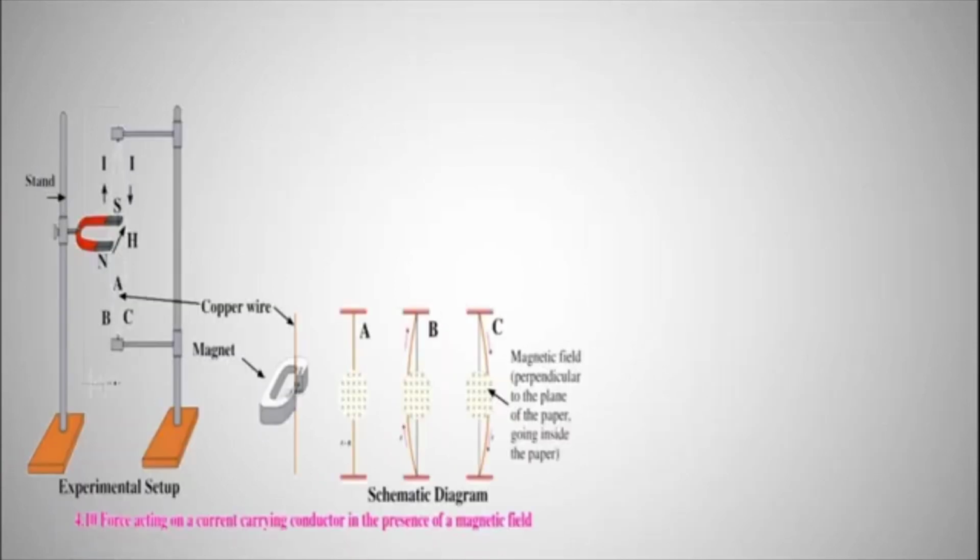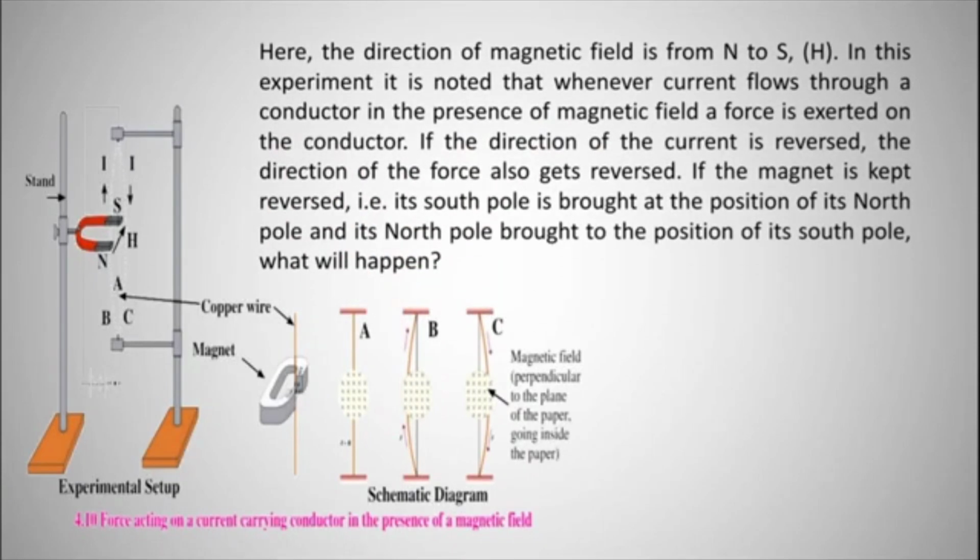We know the direction of magnetic field is from north to south. In this experiment, it is noted that whenever current flows through a conductor in presence of magnetic field, a force is exerted on the conductor. If the direction of the current is reversed, the direction of the force also gets reversed.